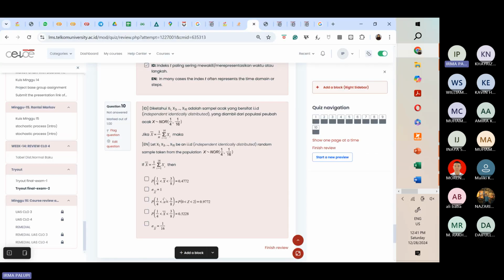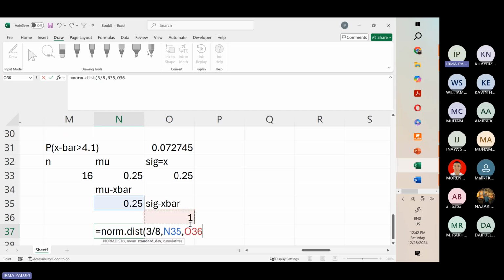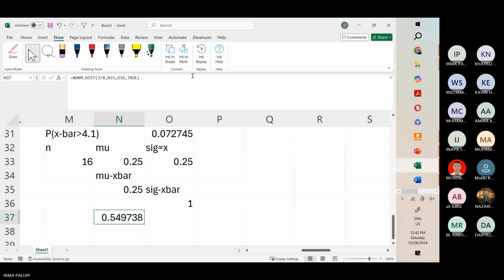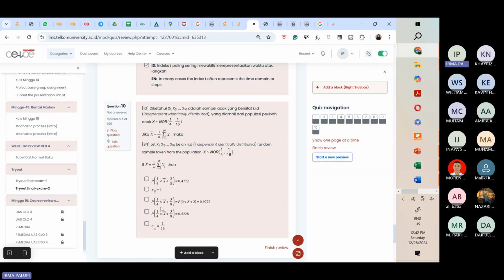And we need to find what is the probability of this one. Actually, this one is just the distribution of X less than 3 per 8, comma, where is mu, right? Comma, this one, comma. Oh, 1/4.